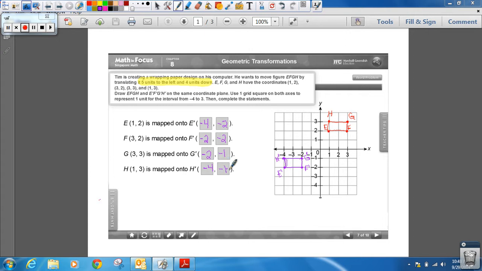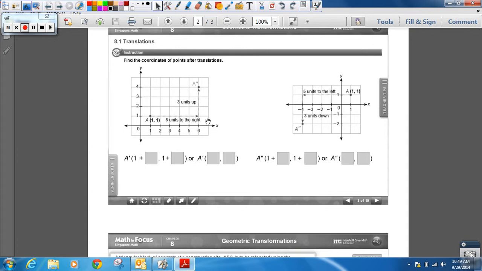So if I double check my points, E prime is at -4, -2, and I have that correct. F, it says -2, -2. G prime is -2, -1. And H prime is at -4, -1. So we do have it correct.